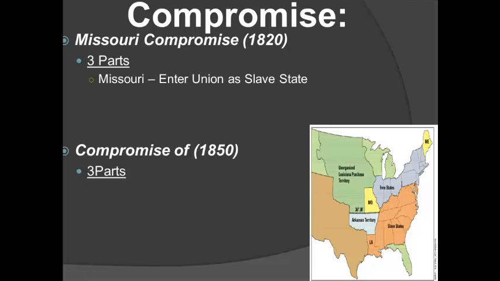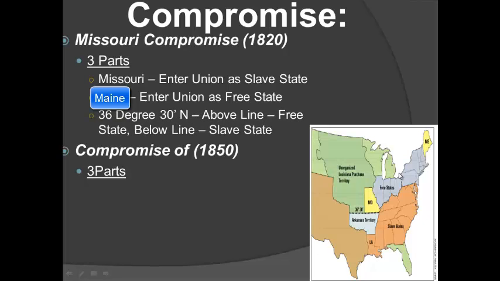The first one is that Missouri would enter the Union as a slave state. We see Missouri here in yellow. That becomes a state of the United States and is a slave state. Now, the North is concerned that the South will have an advantage of the number of slave states. So they decide to allow Maine to enter the Union as a free state. So over here we have Maine up here. So this keeps the balance of free and slave states equal.